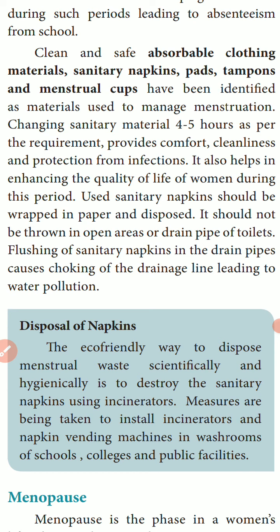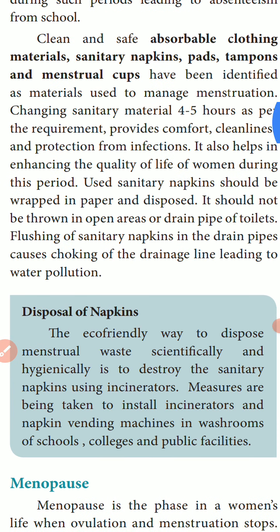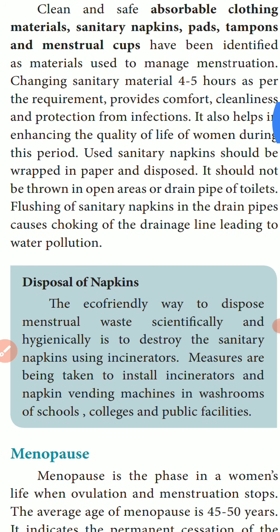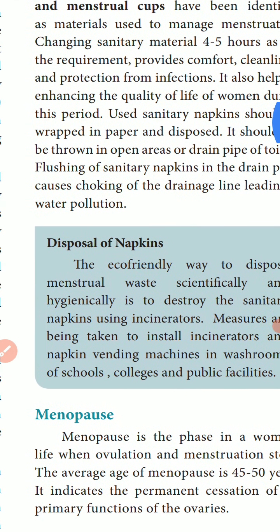Used sanitary napkins should be wrapped in paper and disposed of. They should not be thrown in open areas or flushed down the drain pipes of toilets. Flushing sanitary napkins causes choking of the drainage. Choking means blockage of the drainage line, leading to water pollution.